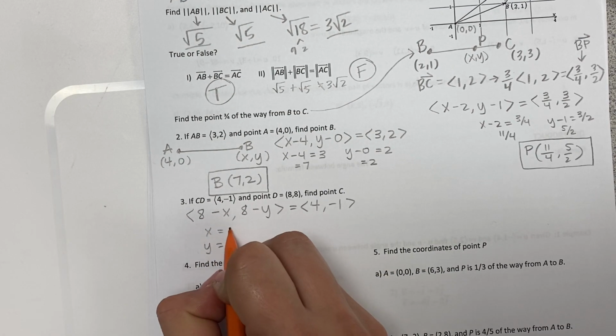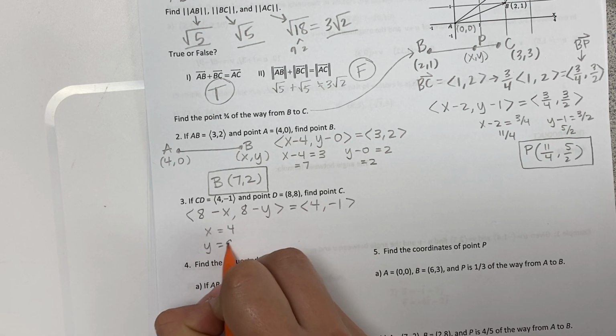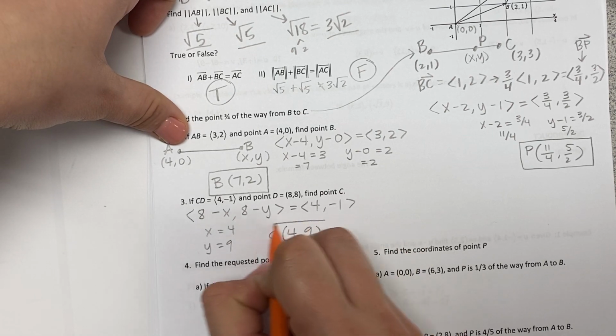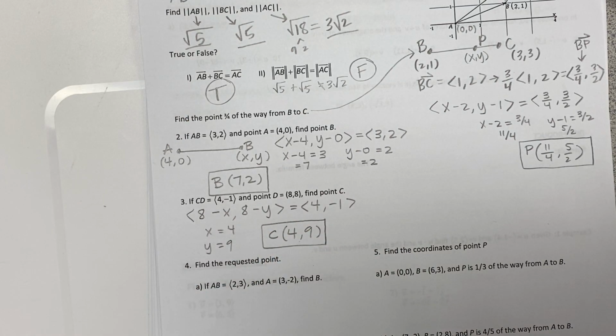Eight minus what is 4? 8 minus what is -1? So C is at (4, 9). Did you get that? Good job. Ask your neighbor for help if you didn't get that.